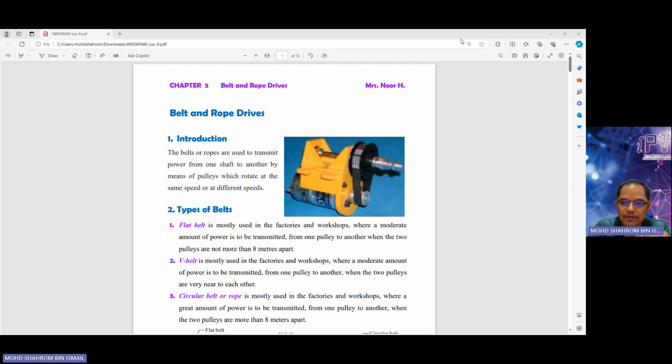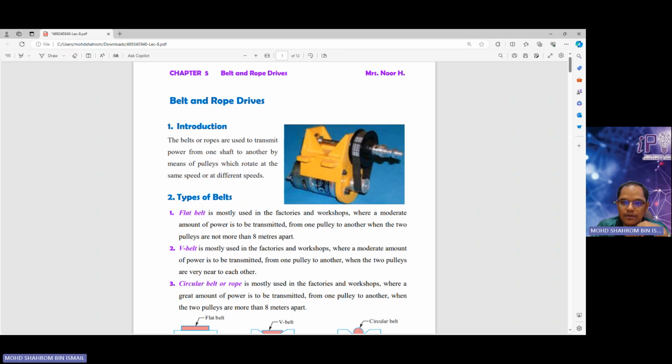This is a slide that I got from the internet, but basically it is not very different from the syllabus. Okay, so I shall start my class now. For introduction, as we know, belts or ropes are used to transmit power from one shaft to another by means of pulleys, which rotate at the same speed or a different speed.